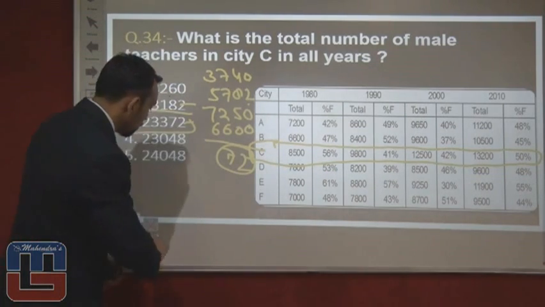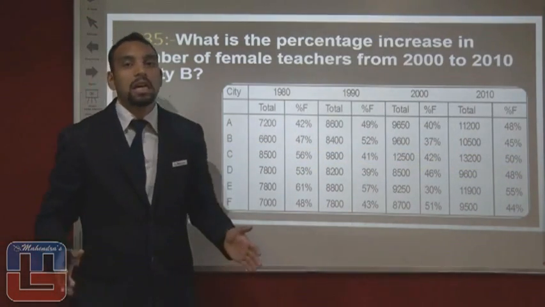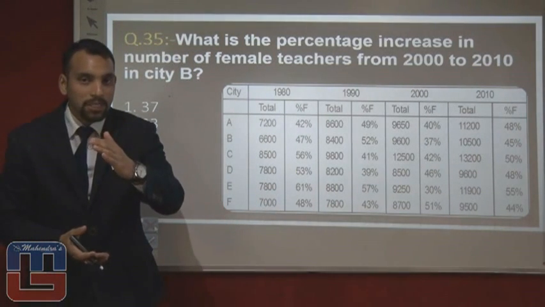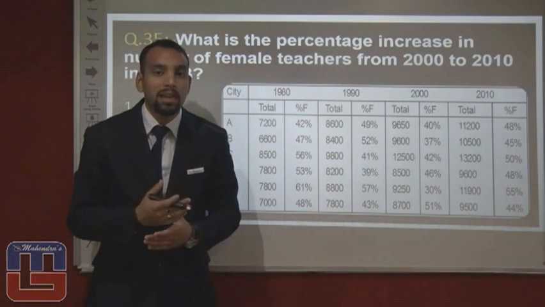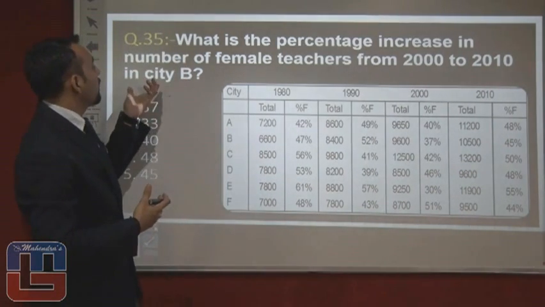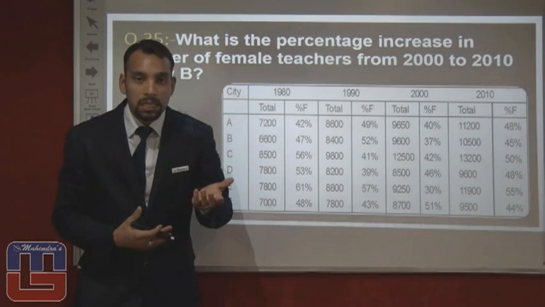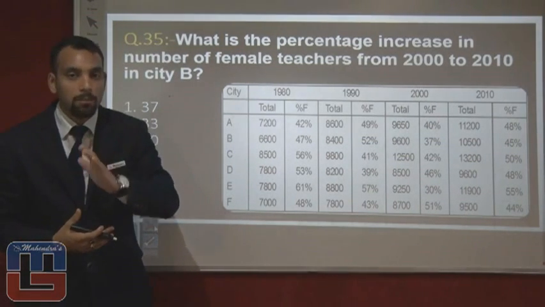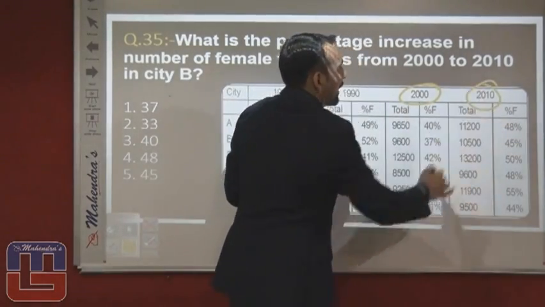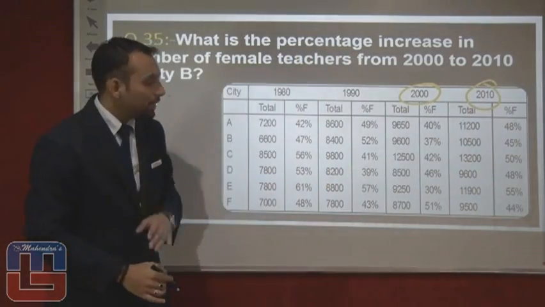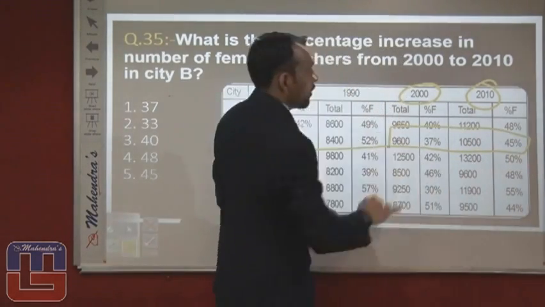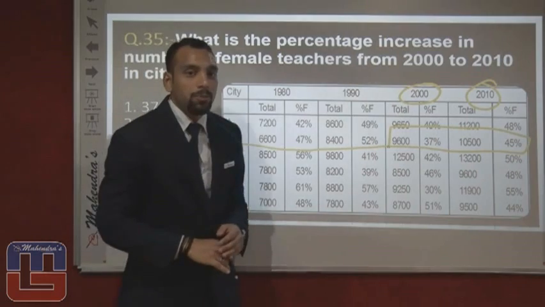Now move to the next question. The last question from DI is, what is the percentage increase in the number of female teachers from 2000 to 2010 in city B? Where is city B? Now see, this one is city B. What do you have to find?